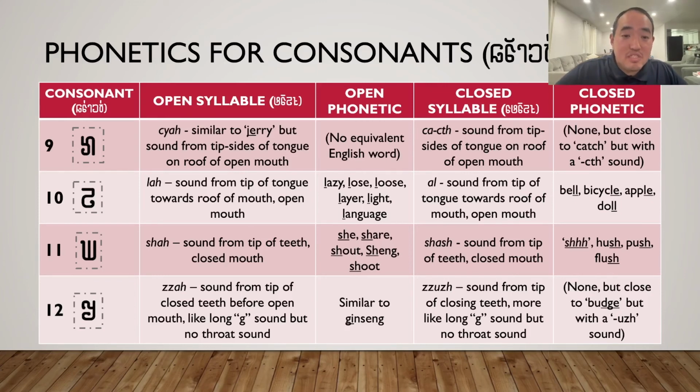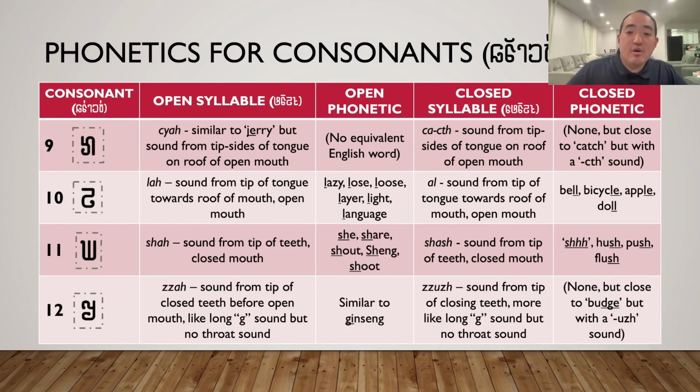Now on to the next one, number 10, which is the consonant pronounced la, al. The open syllable should sound from the tip of your tongue towards the roof of your mouth, more towards the teeth, right? It'll be la, just like the L sound in English. You'll hear this in words like lazy, lose, layer, light, language. That's pretty straightforward, so you should be able to pick that up pretty easily.